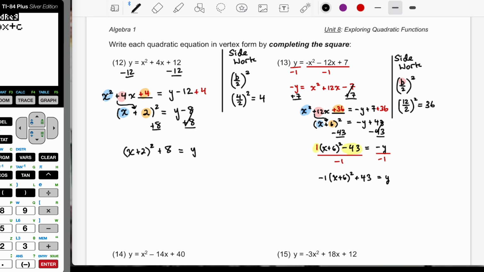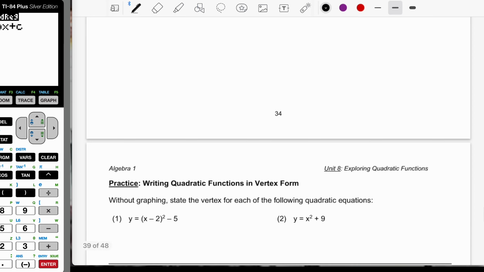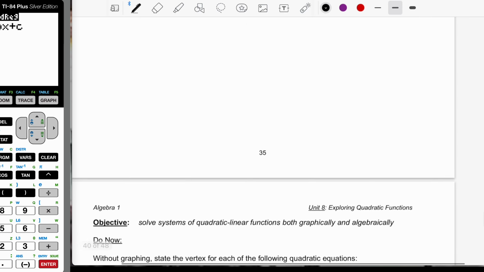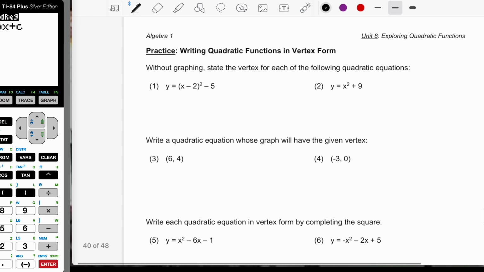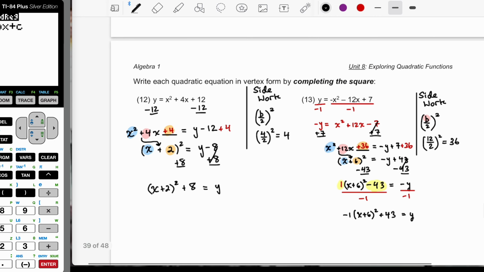So the next couple of problems are just kind of like, I guess, beating this to death. So I'll leave this up on the big board, but I'd like you to do the next page for homework, to be submitted. It's really the 3 concepts we worked on: pulling the vertex from the equation, writing an equation given the vertex, and then writing it in vertex form with completing the square. Like I said, let me leave this up on the big board.